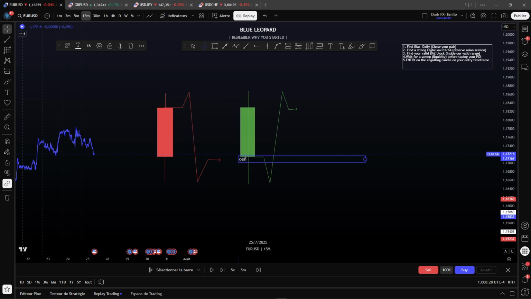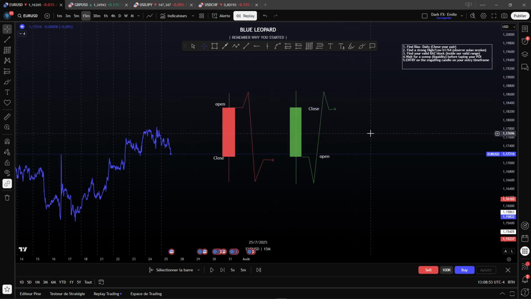Sorry, we have open here. This is where the market opened, and this is where it closed. So we have the open and the close. For the bearish candle, it's the opposite. The open is high here and the close is down here. So be careful. The candle formation will help you define the daily bias.